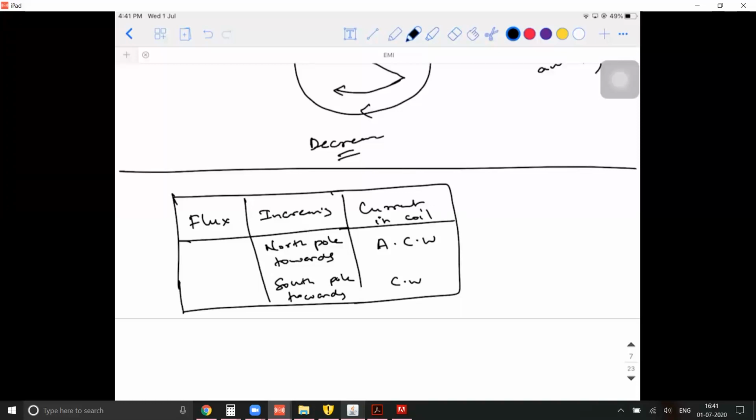Okay, I don't know why, so you can take it as flux increase. So this is not needed. You can directly write it as flux increase. This is simple. Are you able to understand this? There are many questions based on this.